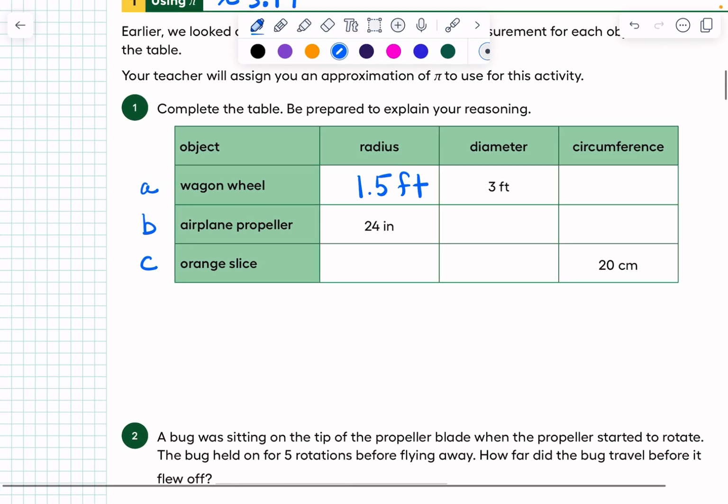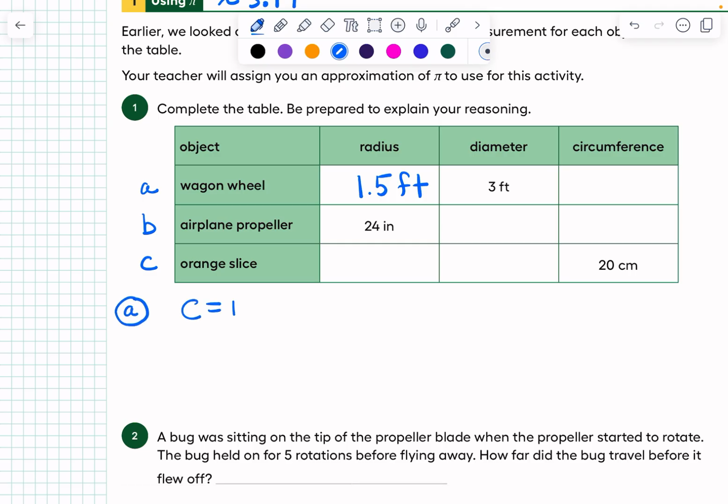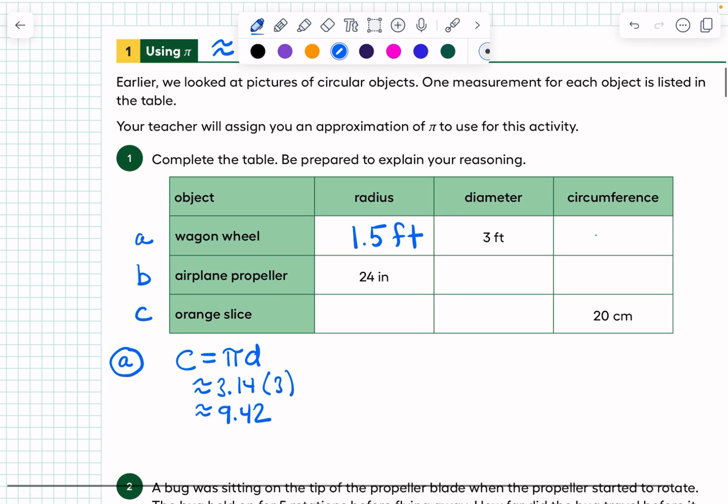So on A, we need to calculate the circumference of the wagon wheel. So I have C equals pi times diameter. I'm going to do approximately 3.14 times 3. And 3.14 times 3 is approximately 9.42. So the circumference of the wagon wheel is approximately 9.4. Did it say tenths place or hundredths place? It doesn't exactly say, but I'm just going to put 9.4 feet.